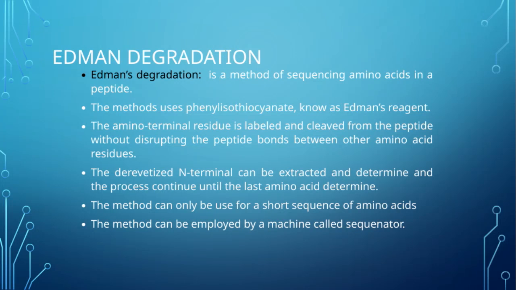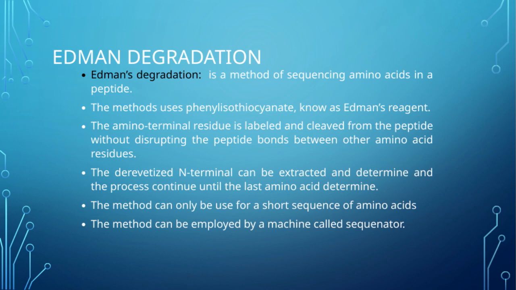Today, I'll be talking about Edman degradation, which is a classic method for sequencing amino acids in a peptide. The key reagent used here is phenylisothiocyanate, commonly known as Edman's reagent. Now, what makes this method quite elegant is that it labels the amino terminal residue of the peptide and then cleaves it off without disturbing the rest of the peptide bonds. This means we can isolate the N-terminal amino acid, identify it, and then repeat the process to determine the next residue. This cycle continues until we've identified all the amino acids in the sequence.